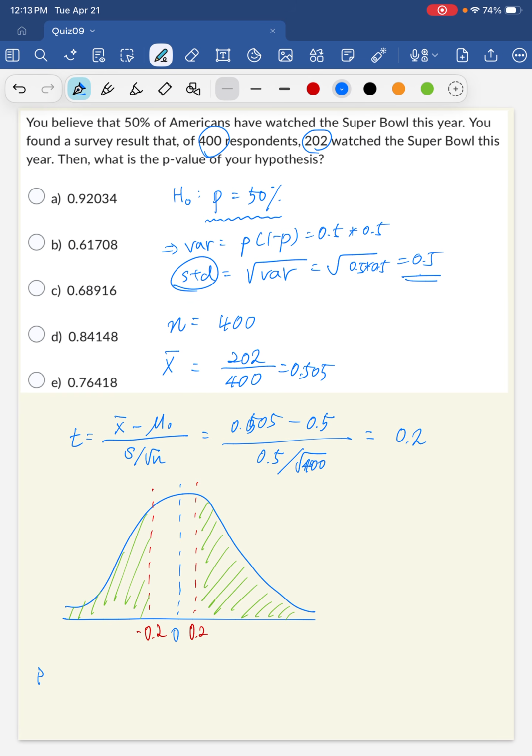That means the p-value equals the probability that the standard normal distribution is smaller than minus 0.2 plus the probability that it is greater than 0.2. So if you calculate them, you will get 84.14%, which is a huge p-value.